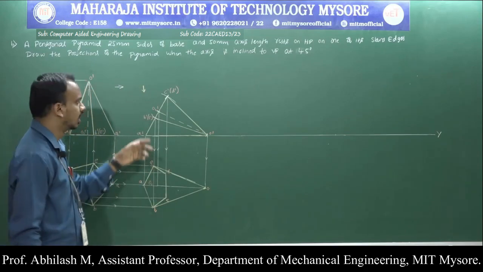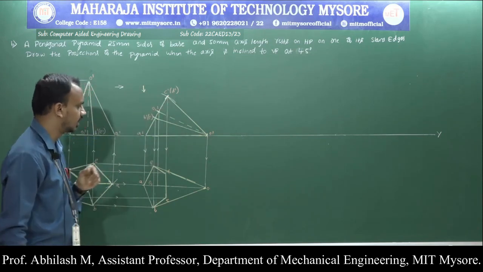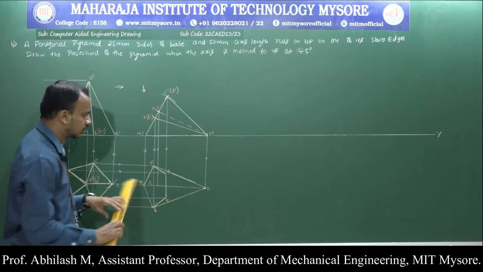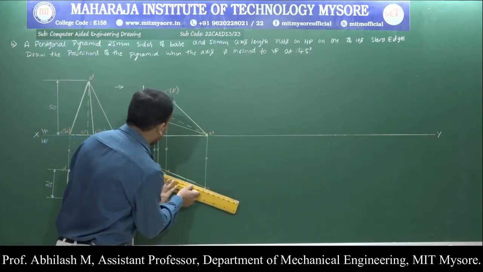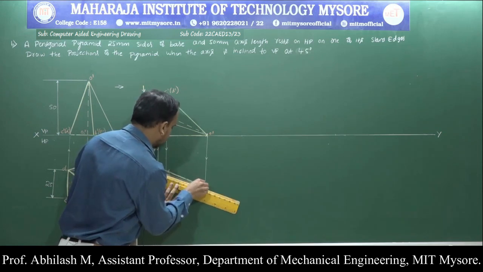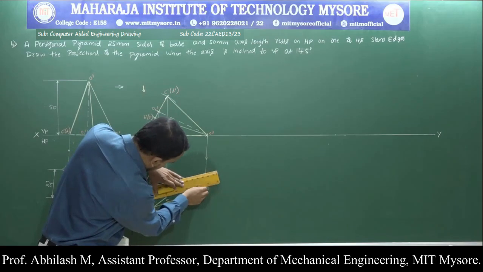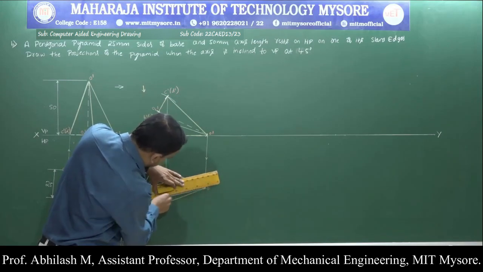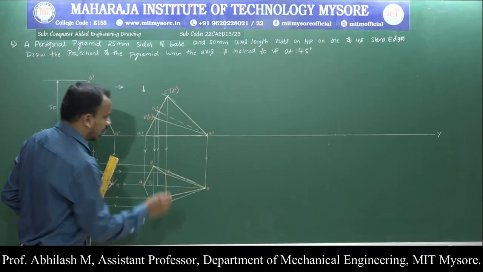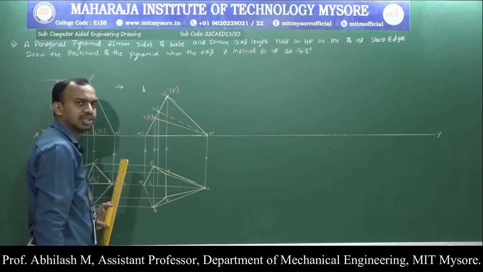Coming to the edges, that is from O to D dash and O dash to C dash, they are completely visible. So from O to D and from O to C, it is completely visible. Next, which is the side which is far from the observer?